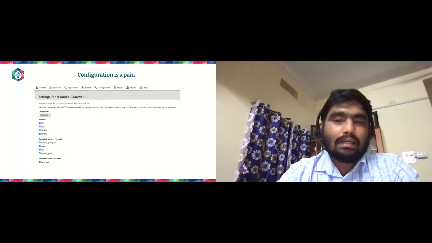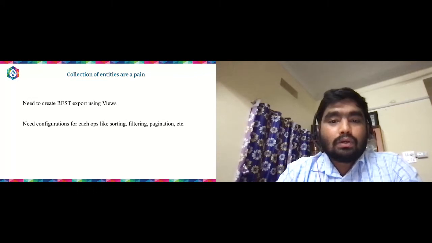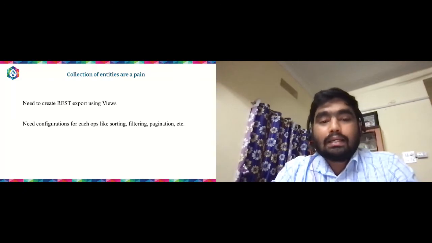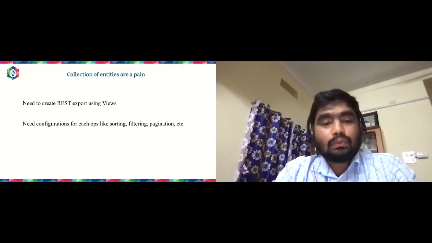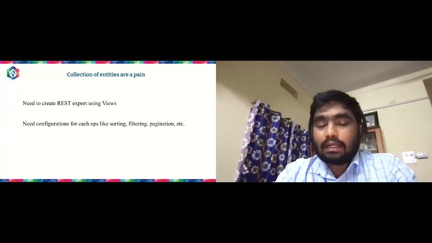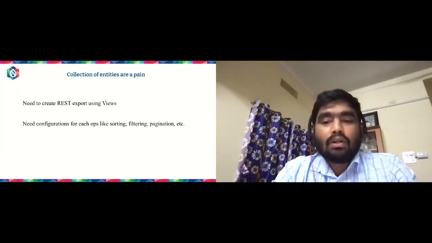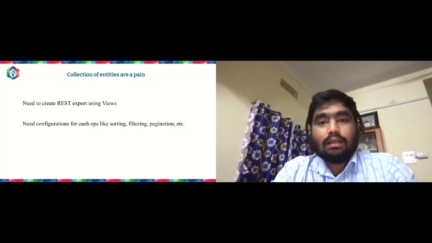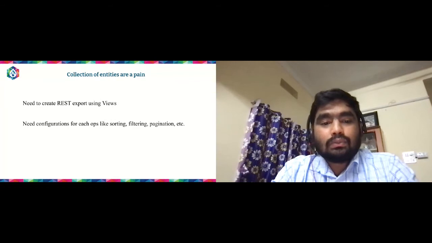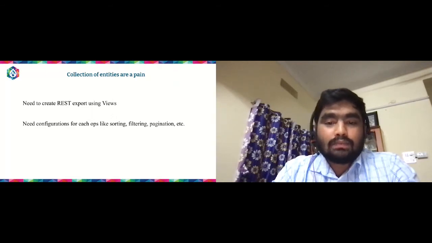It's a little bit painful compared to the JSON API. And also, if you want to fetch a collection of entities in REST API, what you will do is create a REST export using views, and then we can achieve this scenario. Additionally, if you want to perform some sorting, filtering, or pagination, in that particular situation we need to do some additional configuration, or we can extend the resource base and write a custom module to do this.